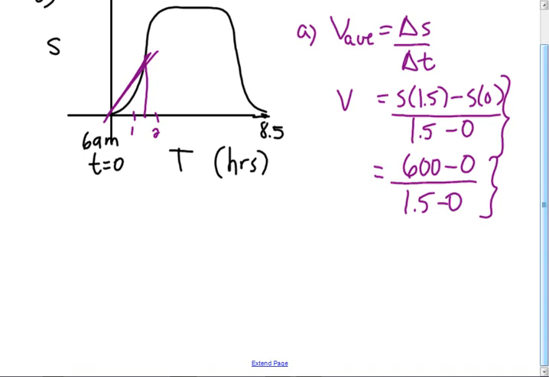Is 400 miles per hour reasonable? Yeah. I think it's 400, isn't it? I did it in my head. 400.